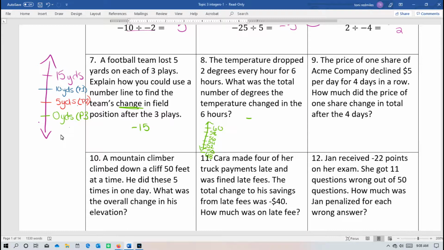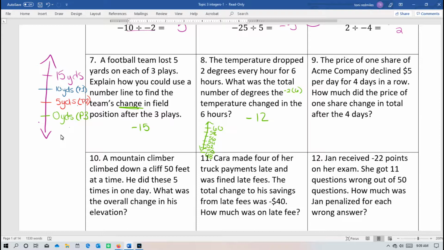So if I look at that, I changed 12 degrees. I dropped 12 degrees in temperature over 6 hours. Another way I could have done that is 2 degrees times the 6 hours will give me 12. And I know I'm dropping, so dropping is a negative, okay?